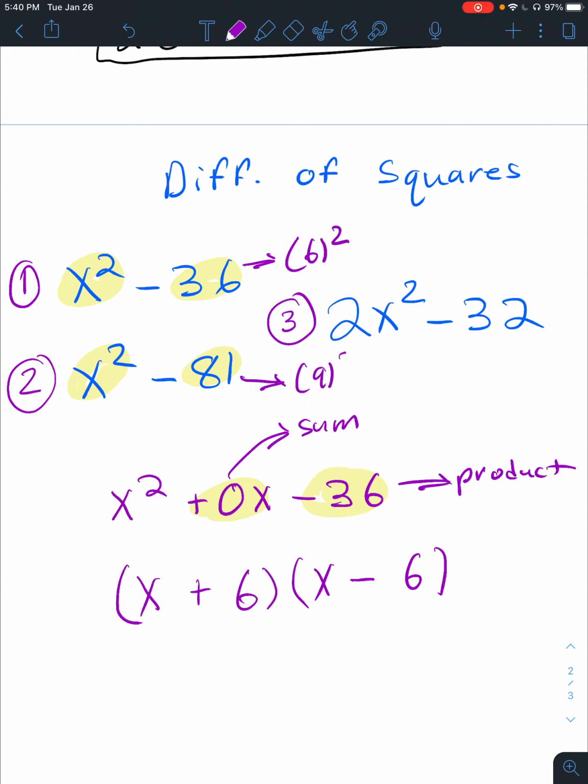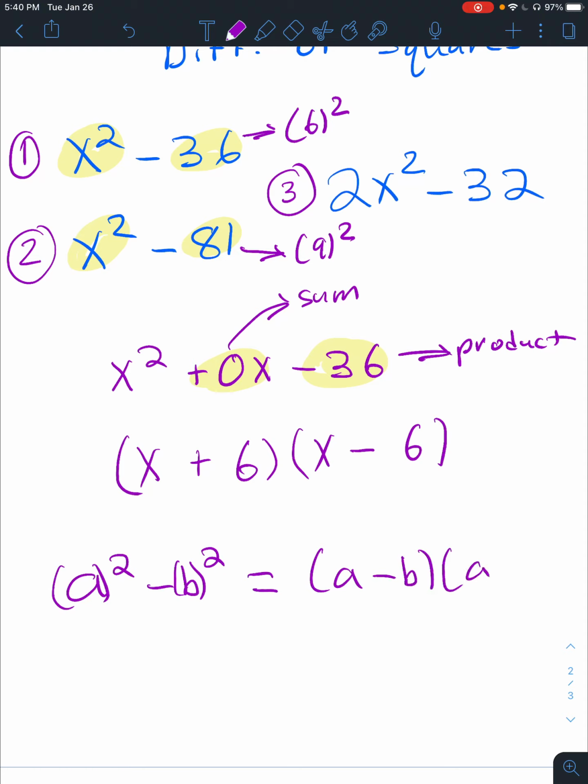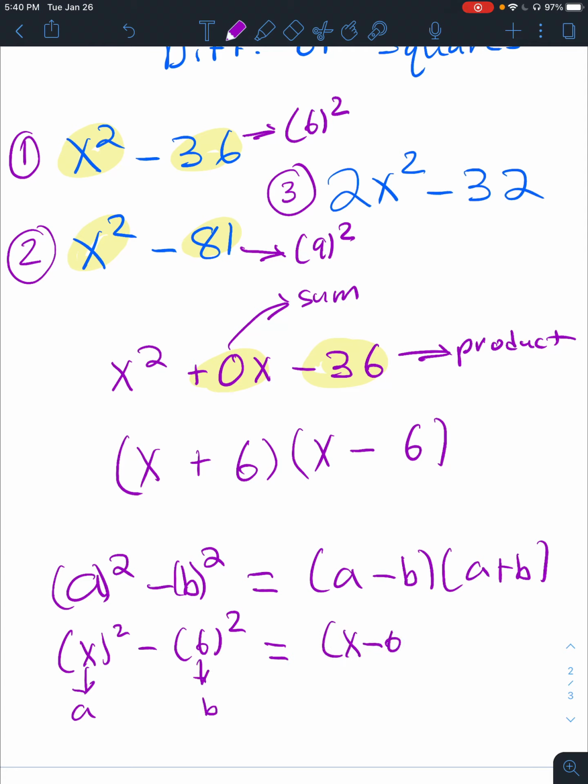81, you can rewrite it as 9 squared. So whenever it looks like this, the way that you do it, the general formula is like a squared minus b squared. If you think of a and b as being this, it's just a minus b, a plus b. And if I wrote this question as x squared minus 6 squared, where this is a and this is b, you have x minus 6, x plus 6.